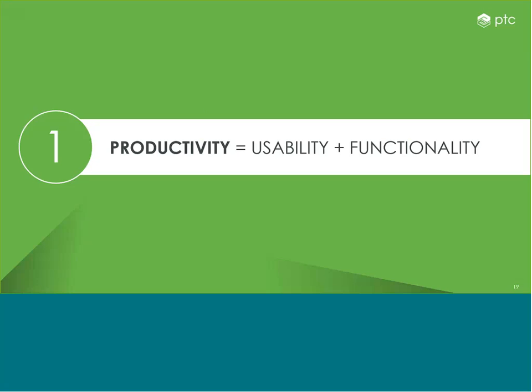And this is where, if you think about productivity, it really is about two things. It's about having usability and functionality. One without the other is not going to make you more productive. So for example, I can have a software that has all this great functionality, but if that software is not easy to use, a lot of that functionality goes unused. So it's not going to make me more productive.